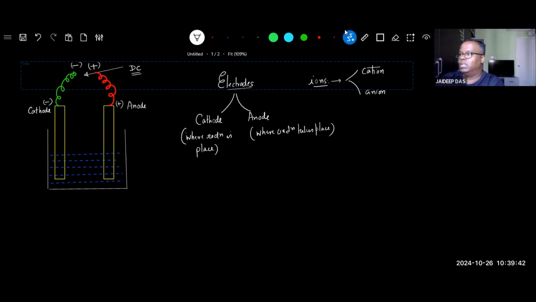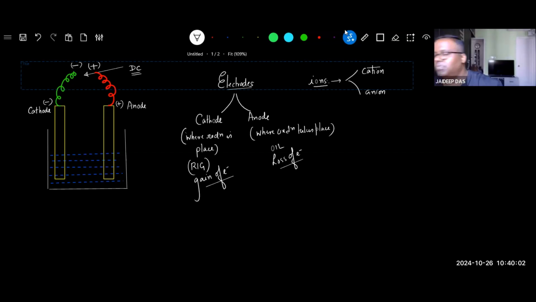This is what we have to understand. Reduction means, reduction is always right: reduction means gain of electrons. And anode means oxidation, which is OIL: oxidation is loss of electrons. Children, first have this concept. Don't initially go with negative and positive.